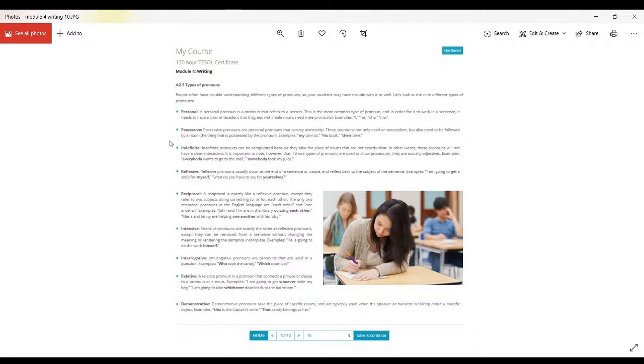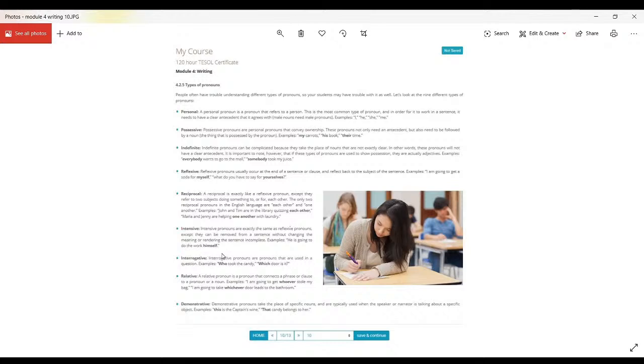4.2.5, types of pronouns. So here are the types of pronouns. Actually, there are 9 different types of pronouns: personal, possessive, indefinite, reflexive, reciprocal, intensive, interrogative, relative, and demonstrative. Okay, so review na lang sa atin ito, kasi napag-aralan na natin to nung high school: their, mine, ganyan. Indefinite: everybody, somebody. Reflexive: myself, yourself. Reciprocal: each other, one another.